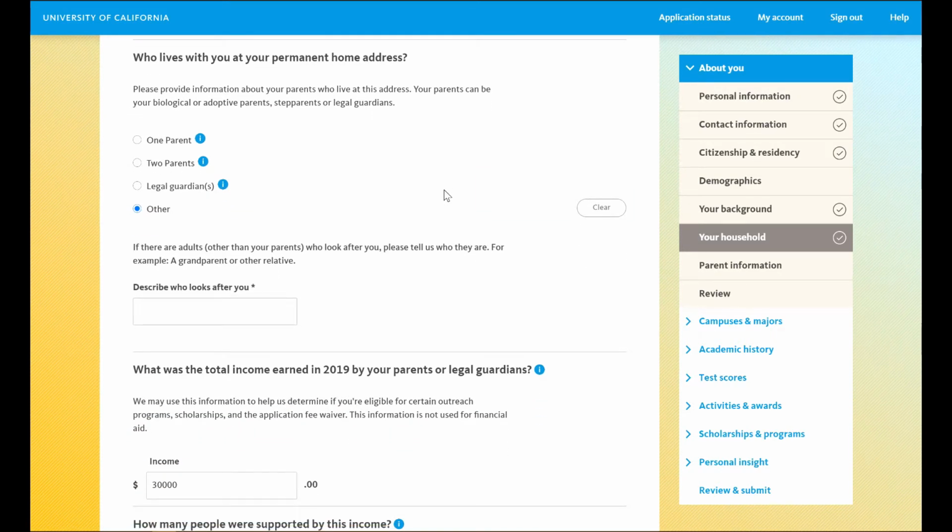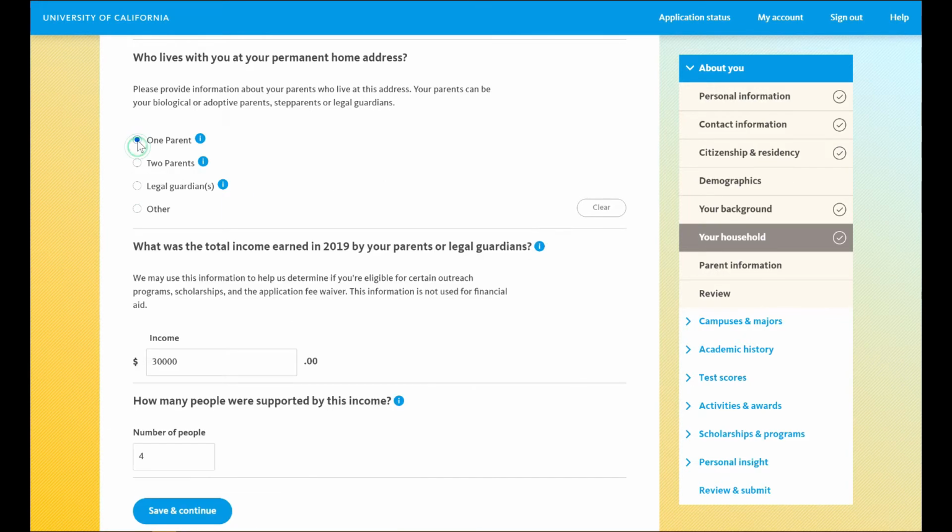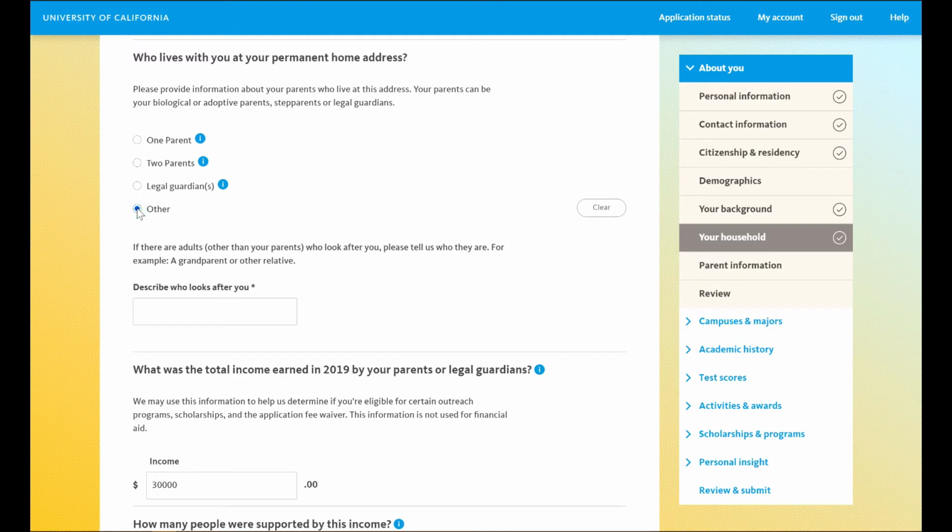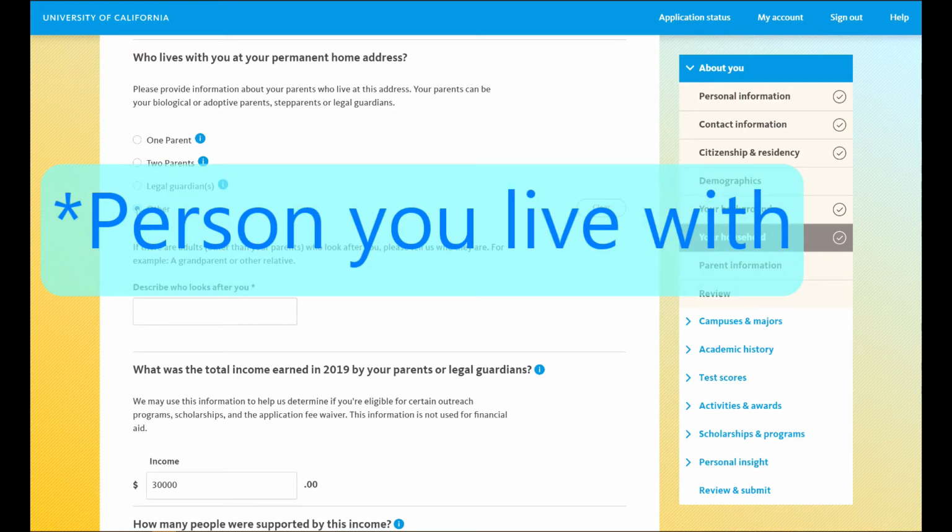The next question is, who lives with you at your permanent home address? If you live with one parent, select one parent. If you live with two parents, select two parents. If you live with a legal guardian, you will select legal guardian. And if you do not live with a legal guardian or your parents, you will enter the person's relationship to you. For example, if it is a grandparent, aunt, uncle, brother, sister, you will enter their relationship here.